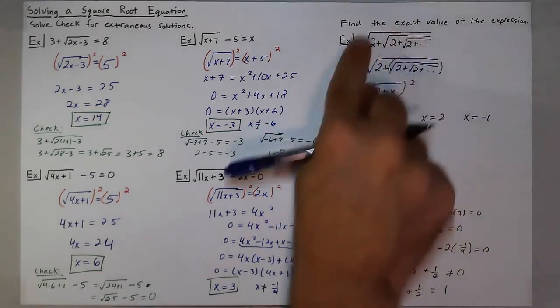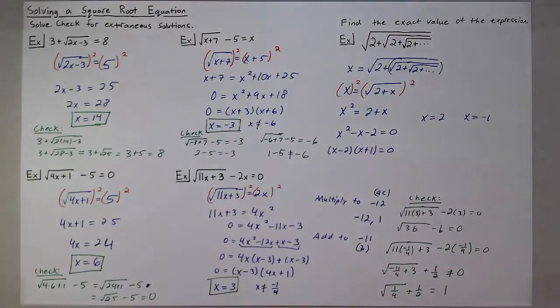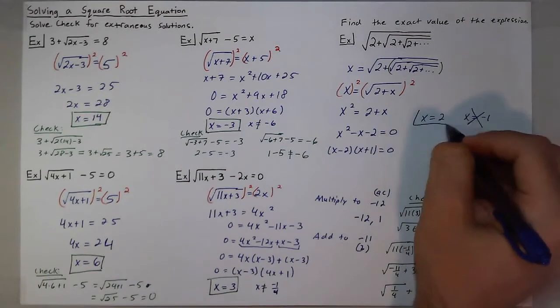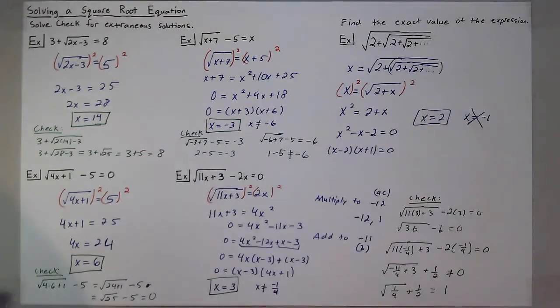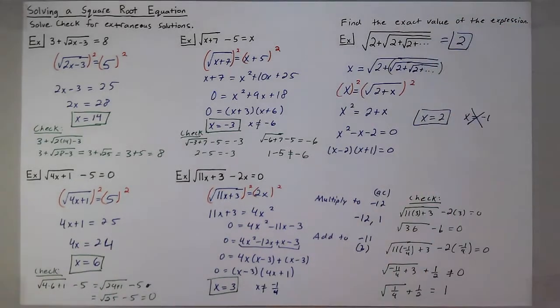Now obviously this needs to be positive because there's no subtraction going on, nor does it start with any negatives. So that cannot be a solution. Only 2. So the solution to this is that this expression is just equal to the number 2. And that is how you solve a square root equation.